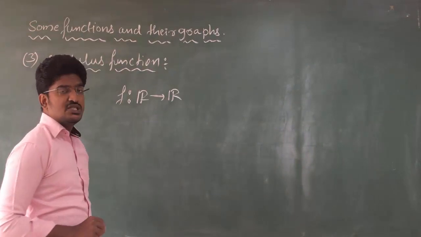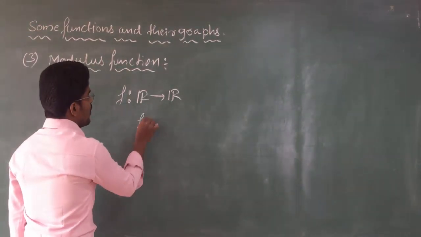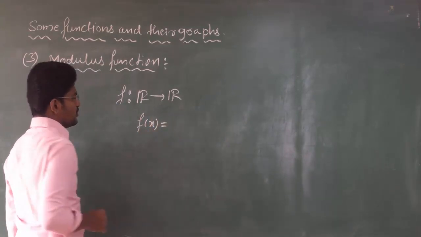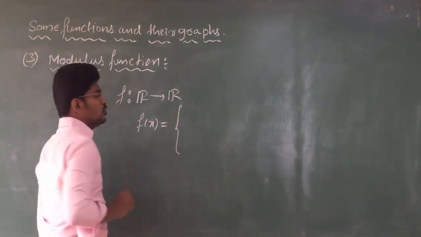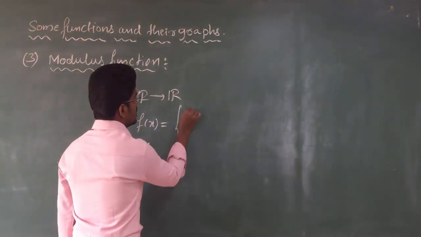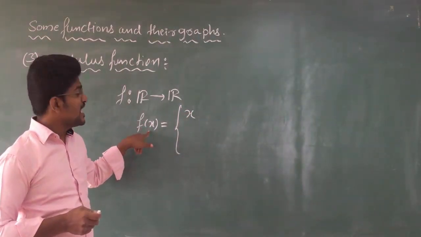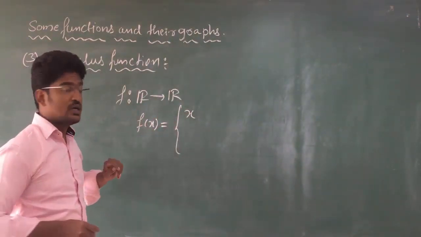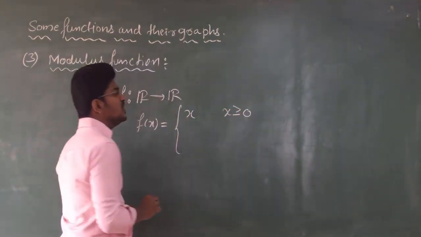So from this, we define a function f of x in two ways. Very important. First one is x itself. That means whatever the input is, that itself will be the output, for x greater than or equal to 0.